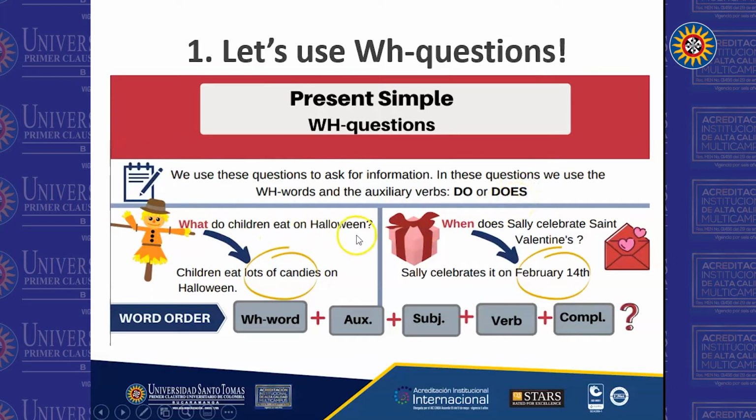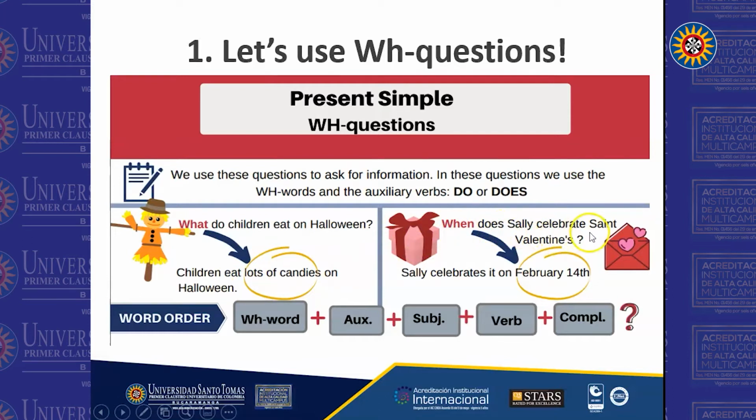Look at the sentences. What do children eat on Halloween? Children eat lots of candies on Halloween. We use the word what because we are talking about a thing. Lots of candies, right?